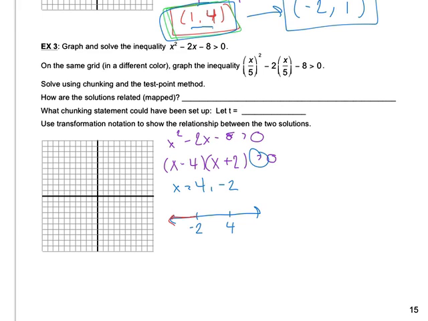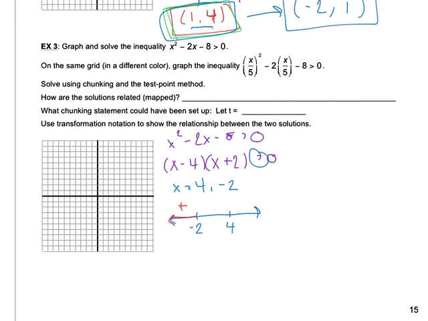So pick whatever you want, say negative 10. If you add 4 to negative 10, you're still negative. And if you add or subtract 4 from negative 10, you're still negative. Add 2 to negative 10, and you're still negative. So a negative times a negative is a positive.